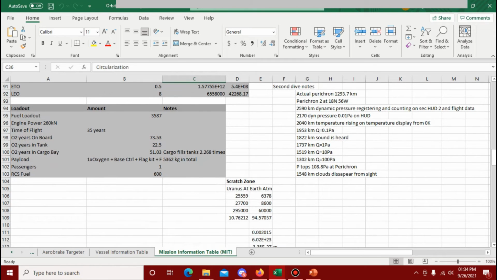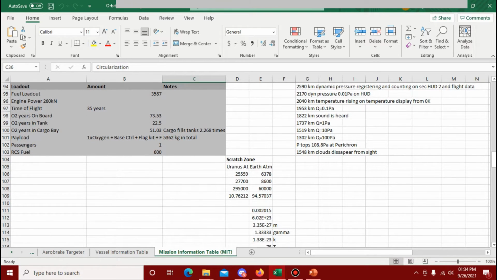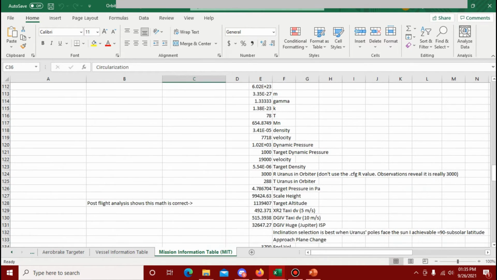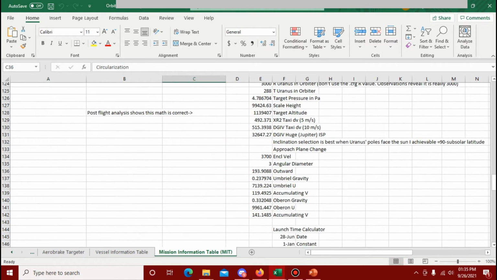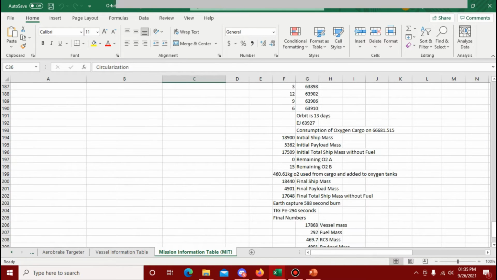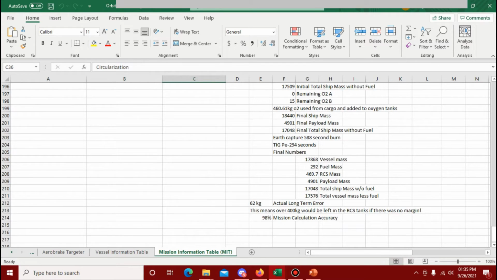And then we have some loadout information. When we took off, how much fuel we loaded, what our engine power was, the time that we expected the flight to occur, and just so that I can visibly check, and yes, we're not going to run out of oxygen. You look at this O2 years on board, which is the tank plus the cargo bay. What I'm carrying, the number of passengers, and the amount of fuel that we loaded into the RCS system. And then we have the scratch zone, which basically just shows real-time calculations that I just did offhand. This is just really messy, the equivalent of scratch paper on a math exam.